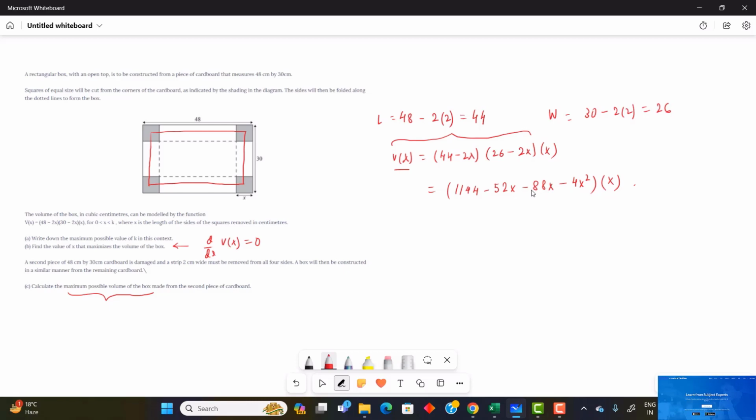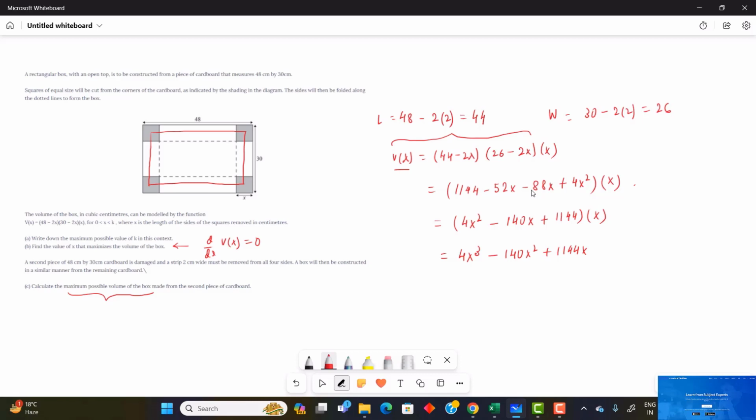If we try to solve this, let's first rearrange this. This should be plus rather. This is 4x square minus 140x plus 1144, times x, which is equal to 4x cube minus 140x square plus 1144x.